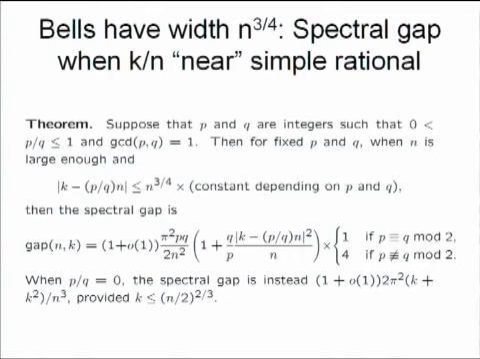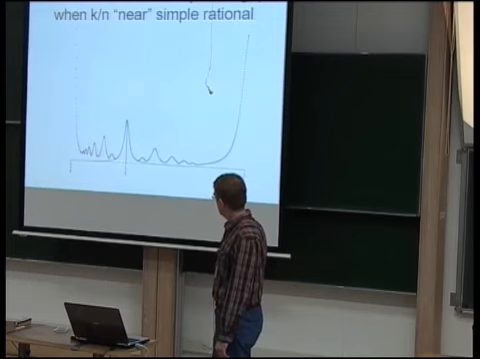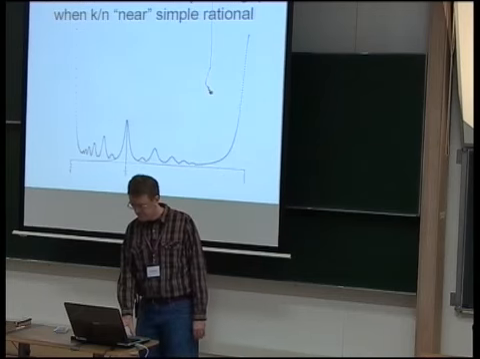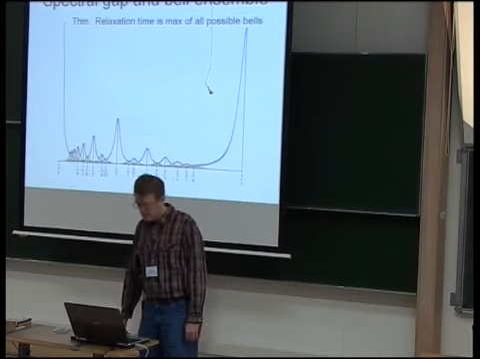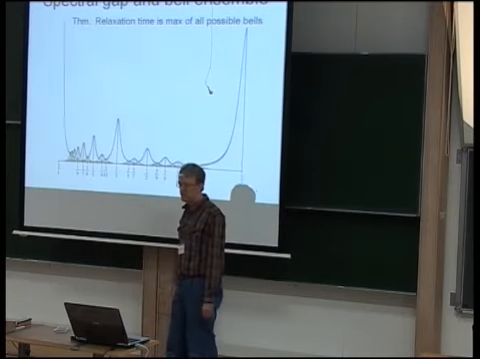Okay, so this is what the theorem is. In addition to giving the width of these bells, we also determine their shapes. This is the bell centered at 1/3. Agrees pretty well. And this is the set of all bells centered at all the rationals.